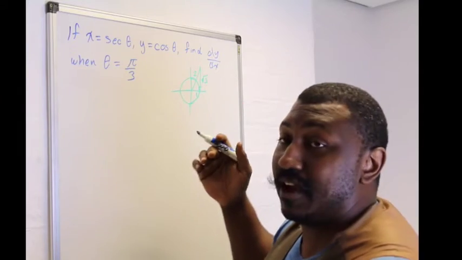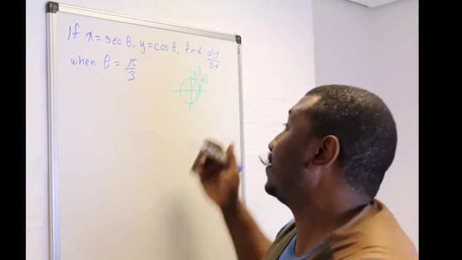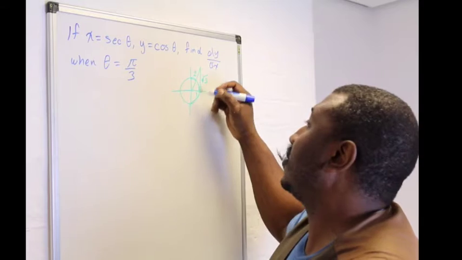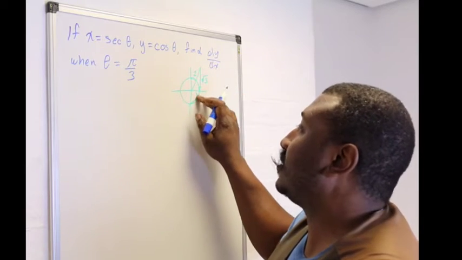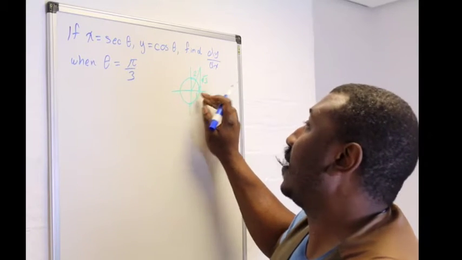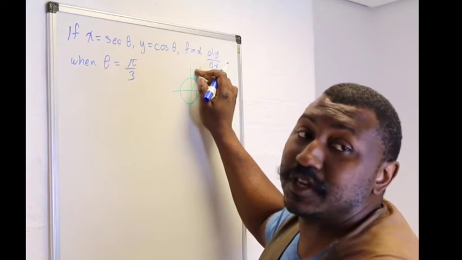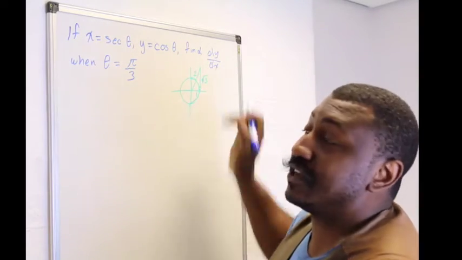I know pi over 3 is about 60 degrees. And actually it is 60 degrees, so I just draw that out, and I know that this is going to be the shortest side, which is going to be 1, this is going to be the longest side, which is going to be 2, and then the third side is going to be root 3.